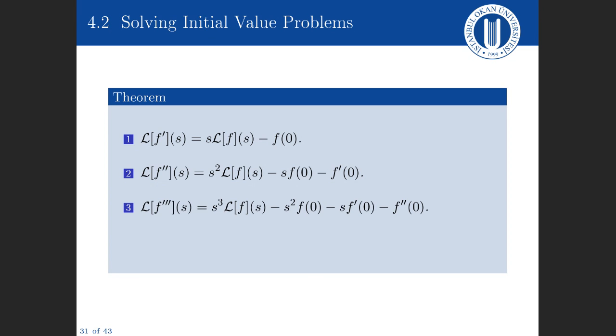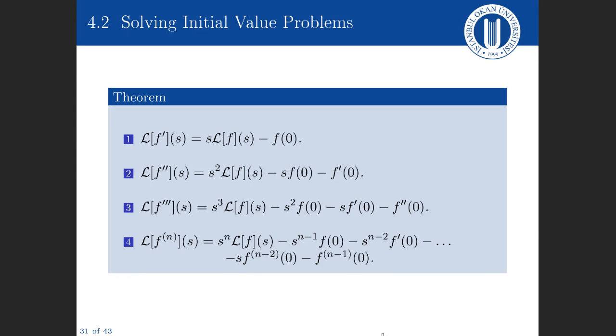And we have a formula for the third derivative. The idea is the same. Look, 3 derivatives just here. So we start s cubed multiplied by the Laplace transform of f, and then it goes s squared, s, and then just 1. And then f at 0, f prime at 0, f double prime at 0. There's a pattern here.